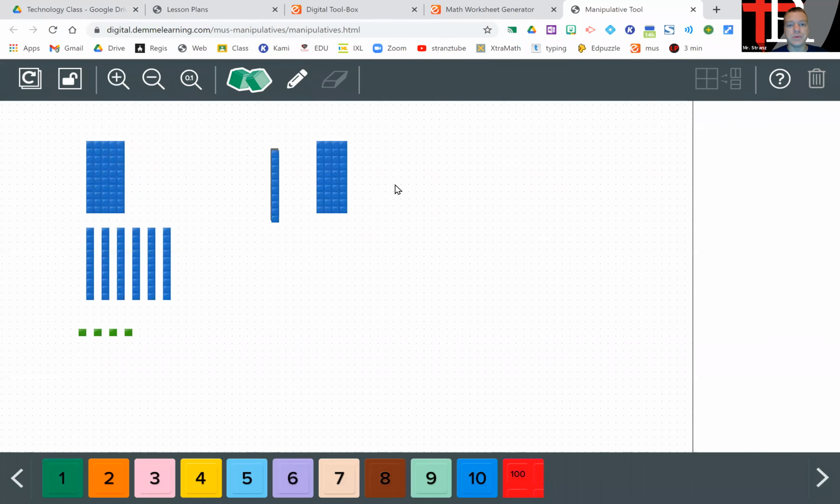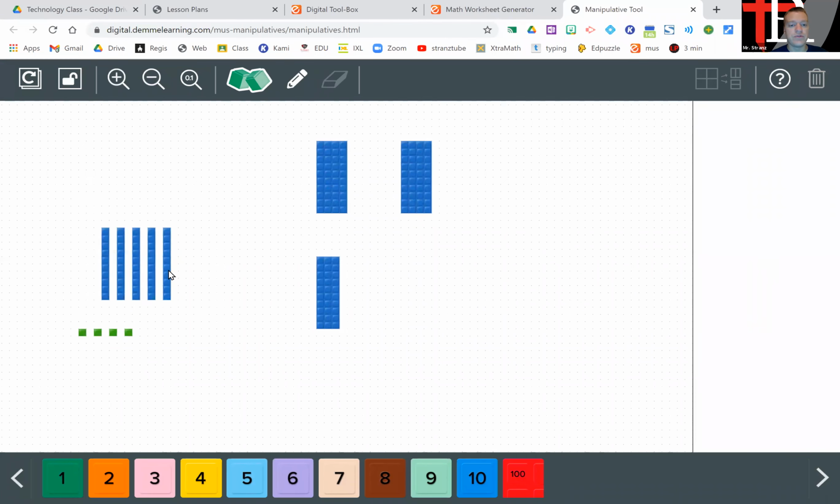Okay, my second group is going to be 1, 2, 3, 4. Okay, my third group is going to be the same. 1, 2, 3, and 4. And then my last group is going to be these 4. 1, 2, 3, and 4. Okay, how many do I have left now? I have 4 greens. So each group gets 1 green.